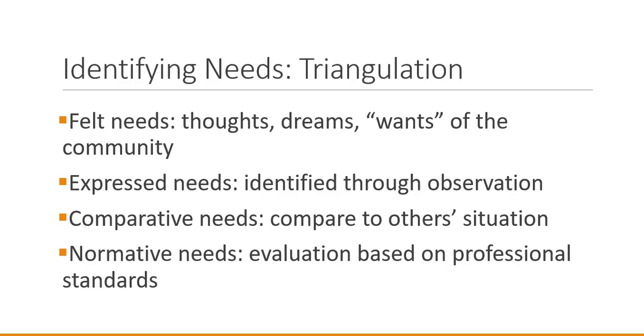Triangulation is a tool that we use to make sure that we have the right understanding of what the real needs are in a community. In this process, we're looking at four different types of needs. Felt needs, this is the concept of the wants of the community. These are the kinds of things that the community will tell you that they want if you ask them, or they need if you ask them.